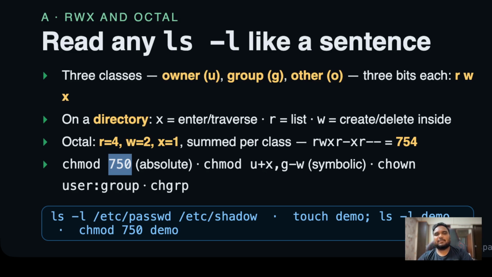chmod -R walks a whole tree, and ownership is separate from permissions. chown user:group file name changes who owns it. chgrp group file name changes just the group. Let's move to the terminal and let's read some of them in the real modes.